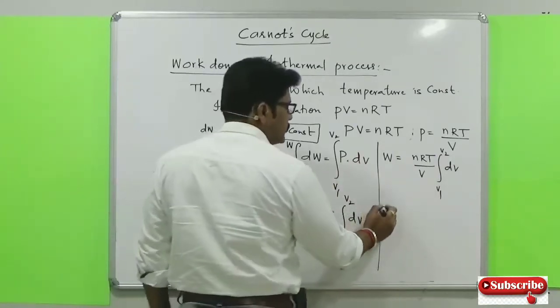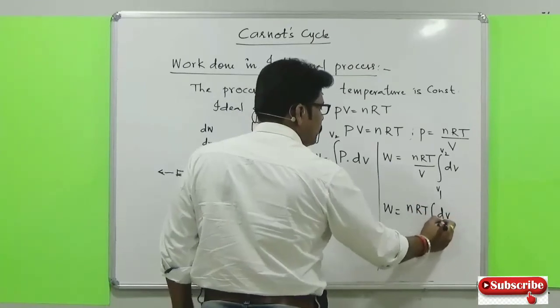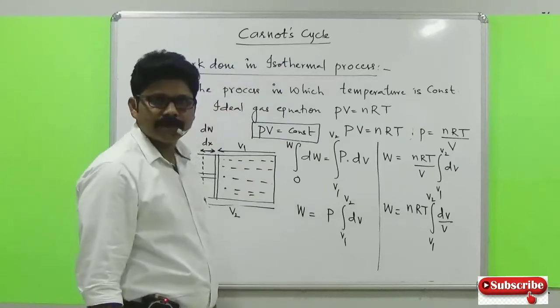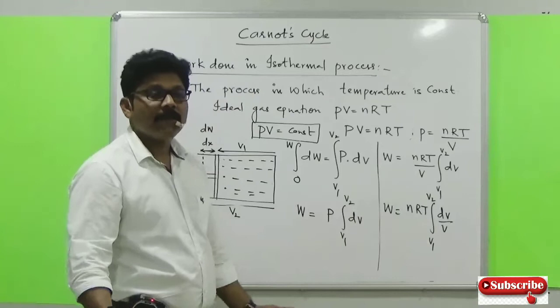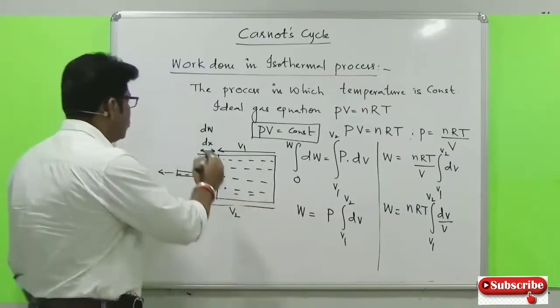Then we can write it as W equals to nRT integration of dV by V, which is nothing but V1 to V2. अब क्या चाहिए तुम्हारे को? Integration of dx by x, which is nothing but log x. Integration of dx by x is what? Log x. अब देखो इधर लेते हैं.